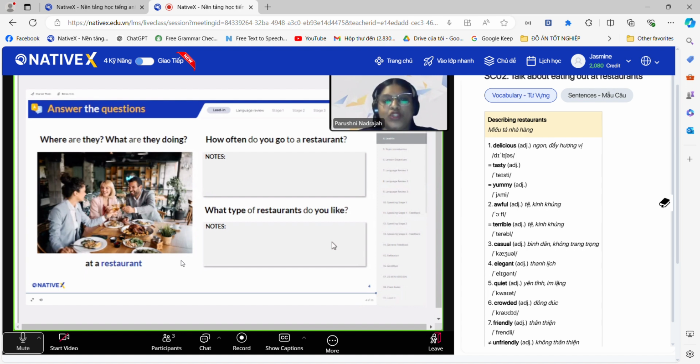What type of food do you like? I like most of them. I like Vietnamese food, or Japanese, Korean. Mm-hmm. Japanese, Korean restaurant. Good. So you like Korean, Japanese, and Vietnamese food and restaurants. Wonderful. Thank you for sharing.